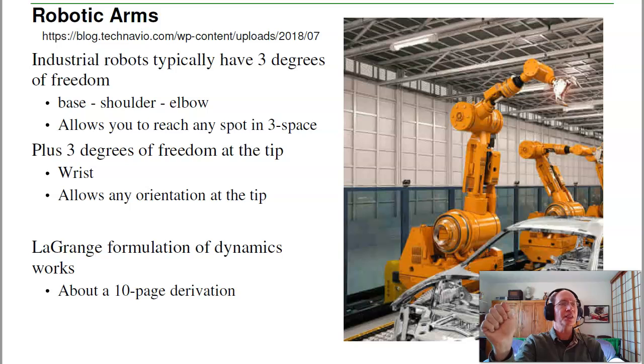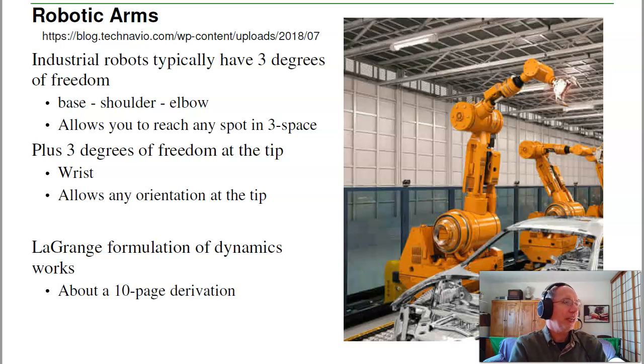In addition, the wrist typically has another 3 degrees of freedom, so you can rotate the wrist, twist up and down. I think there's a third one, the gripper. That way I can reach any place in 3 space and have the tip of the robot arm always orthogonal to the thing you're trying to pick up or put down.